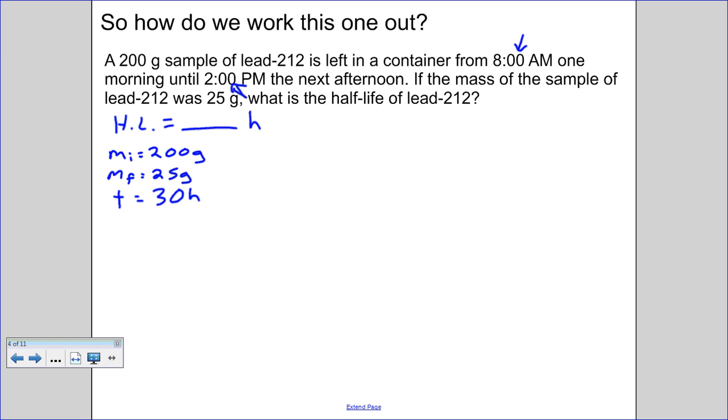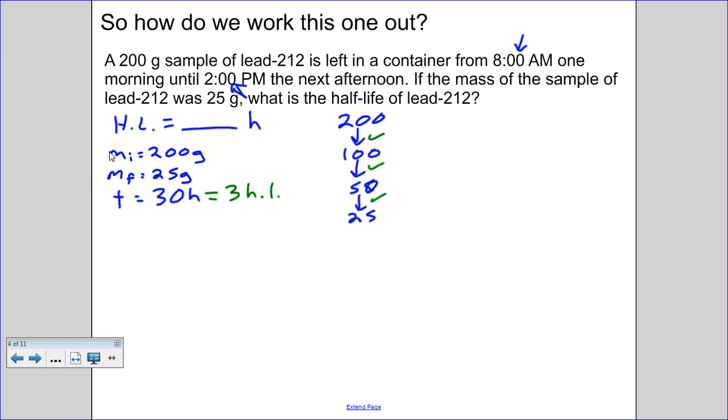And we want to figure out how many half-lives that is, because we're trying to find the half-life. Now, logically, hopefully you were able to realize that to get to 25, we can start with 200. One half-life would take us down to 100, half of the original. Another half-life would take us down to 50. And another half-life would take us down to 25. So that's 1, 2, 3 half-lives.